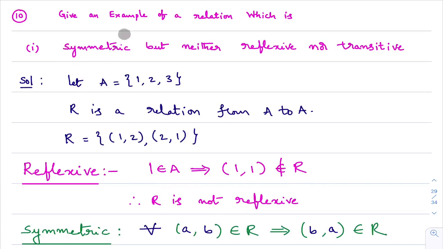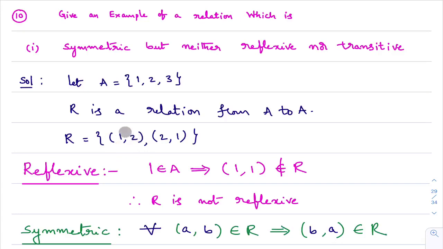Okay, and I need to show that the relation is symmetric. What is the symmetric property? First, I'll take an ordered pair (a, b) in the relation. I'll check whether the ordered pair (b, a) is there in the same relation or not. How to check? You take first (1, 2).